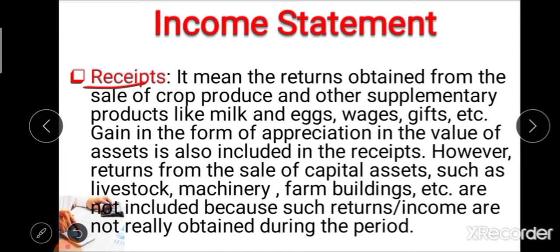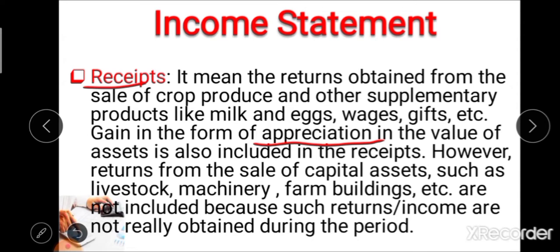This appreciation is calculated for cattle or animals of young age, that is young cattle from the age of 0 to 3 years. However, the return from the sale of capital assets such as livestock, machineries, farm buildings, etc. are not included because such returns or income are not really obtained during the period.